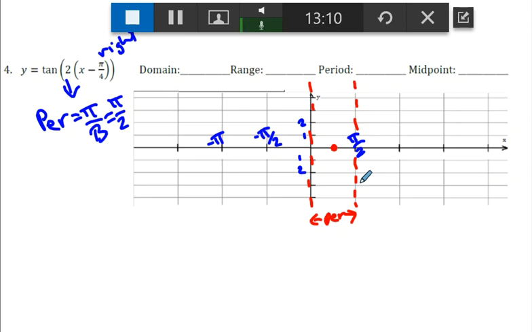You don't have to erase it if you labeled it differently, as long as you have an asymptote at x equals 0 and an asymptote at x equals pi over 2, you're good. Okay, and then you have 2 more points, so halfway between the midpoint and the asymptote, you're going to have another point at pi over 4, negative 1. No, this is pi over 4. This is pi over 8, right? And 3 pi over 8, positive 1.